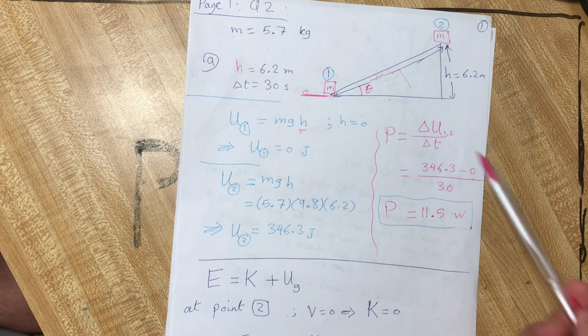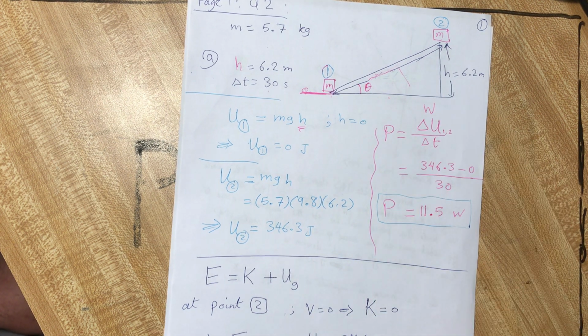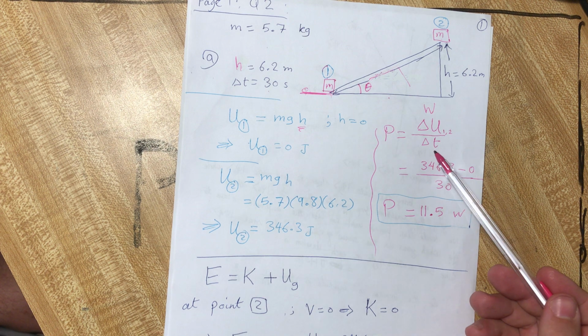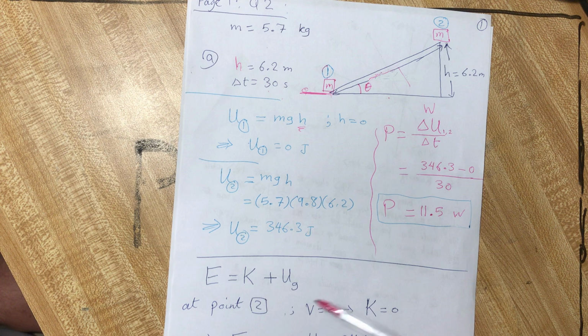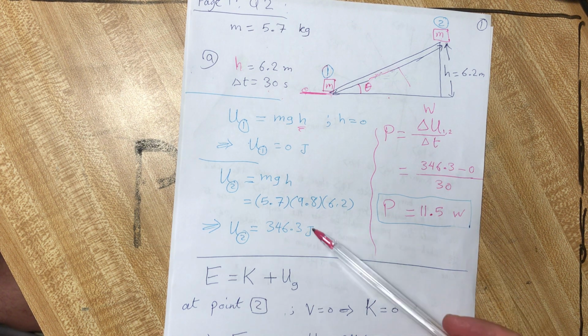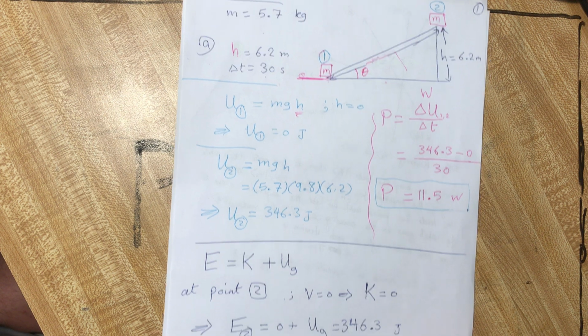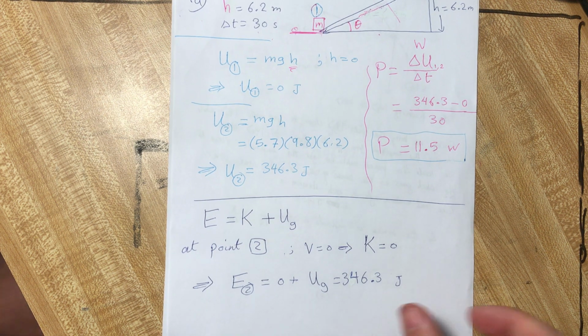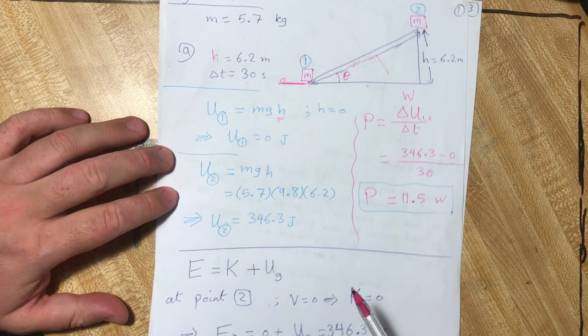If we need to calculate the power, then we need to find the change in potential energy between the 2 points, which is the same as the work, and divide it over the period of time, which is 30 seconds. So 346.3 minus 0 over 30 is 11.5 watts.